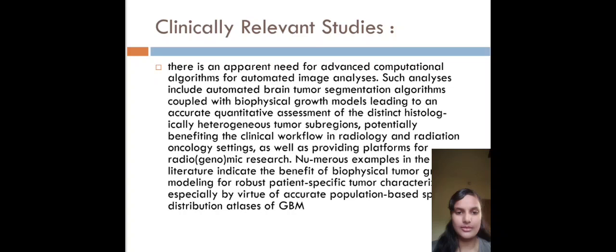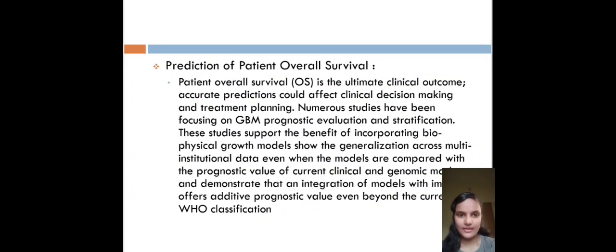Heterogeneous tumor subregions are especially beneficial to the clinical workflow in radiology and radiation oncology settings, as well as providing a platform for radiomic research. Numerous examples in the literature indicate the benefit of biophysical tumor growth modeling for robust patient-specific tumor characterization, especially by virtue of an accurate population-based spatial distribution atlas of GBM. Prediction of patient overall survival.